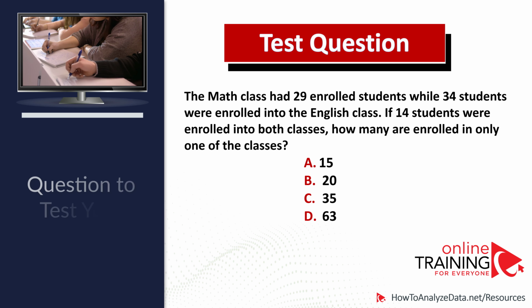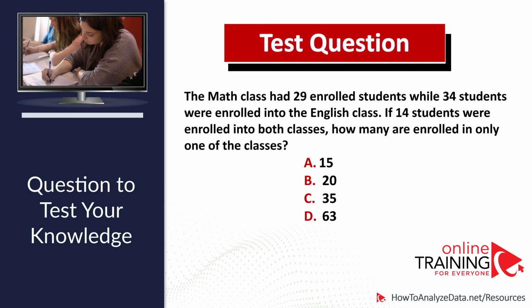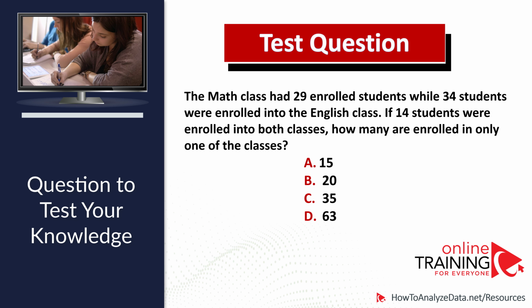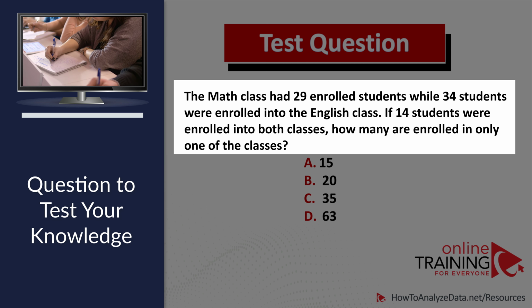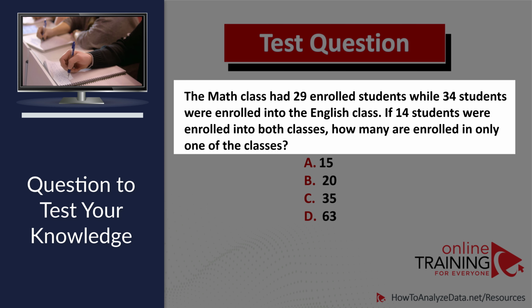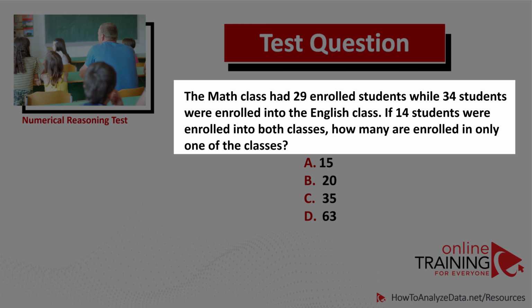And now, here's the question for you to try. Please make sure to post your answer in the comment section of this video. Here's the question. The math class had 29 enrolled students, while 34 students were enrolled into the English class. If 14 students were enrolled into both classes, how many are enrolled into only one of these classes?